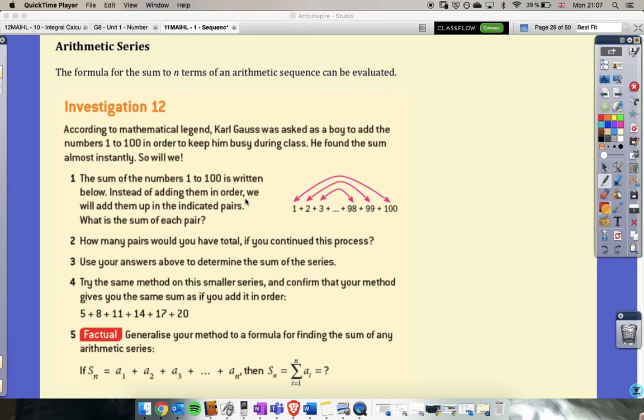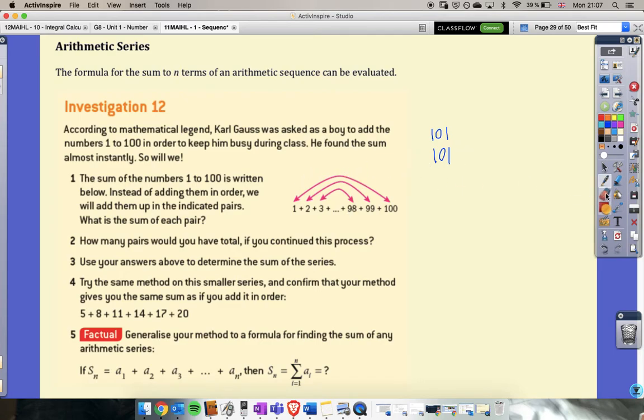Hopefully you've had a chance to work through this, and I'm sure you've seen this before and you remembered the idea of pairing up terms in the sequence. So taking the first and the last term, they add up to 101, taking the second term and the penultimate term and realizing that they add up to 101, and so on.